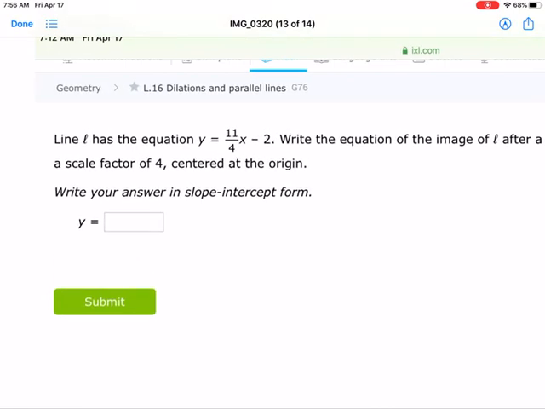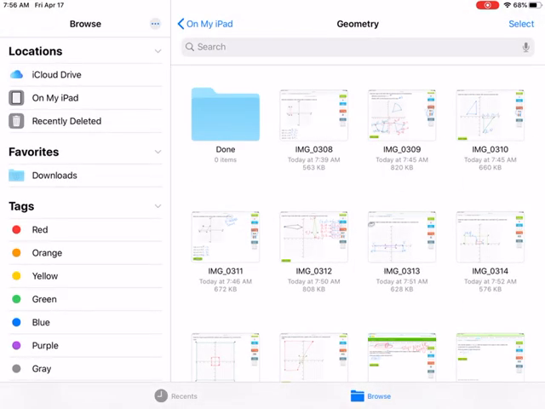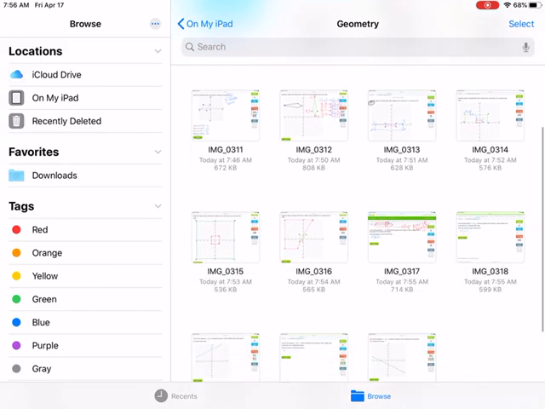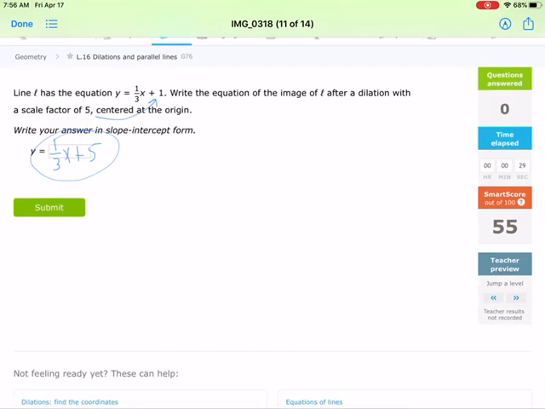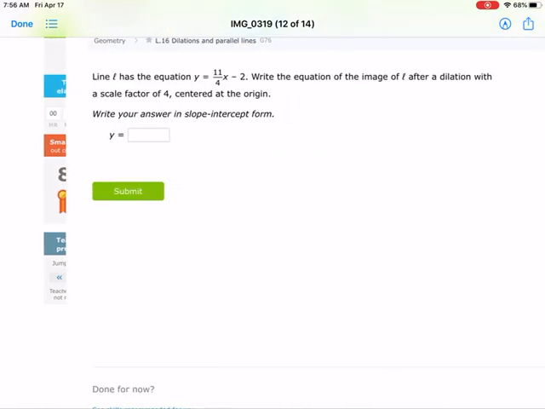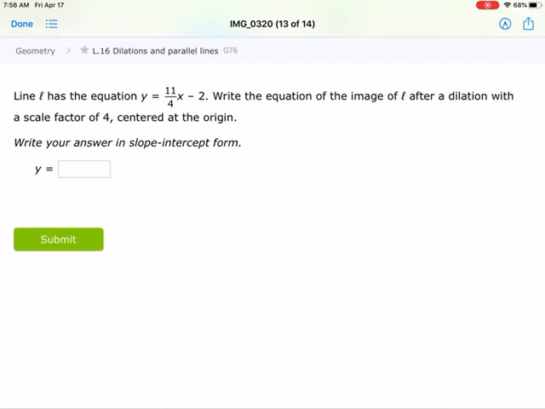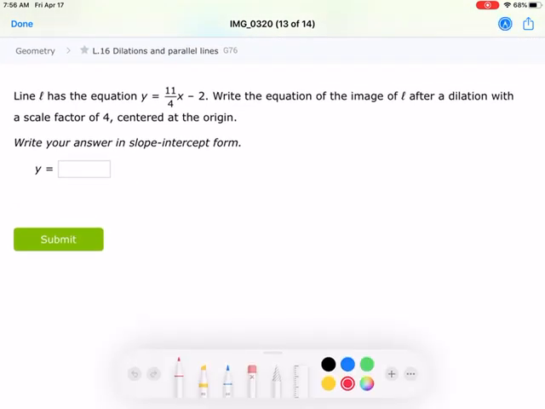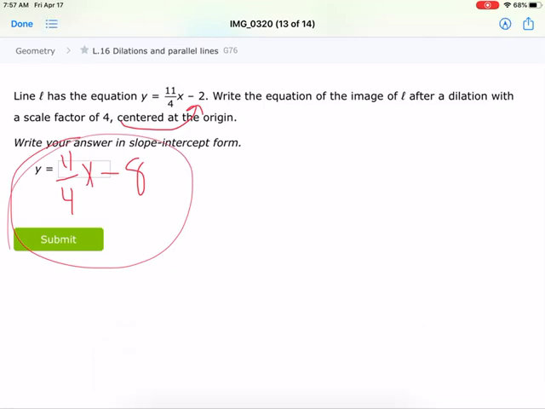11/4 x minus 2. So again, the slope never changes. 11/4 x. So that's in there. Then just multiply the scale factor times the y-intercept. So scale factor is 4 times negative 2. It'd be negative 8. So 11/4 x minus 8 would be your answer there. Hit submit, and you're done.